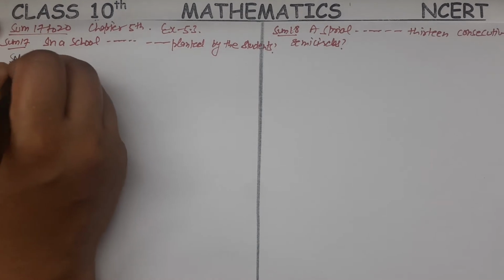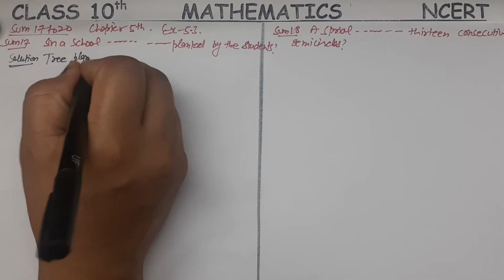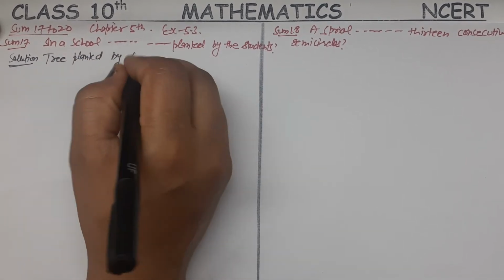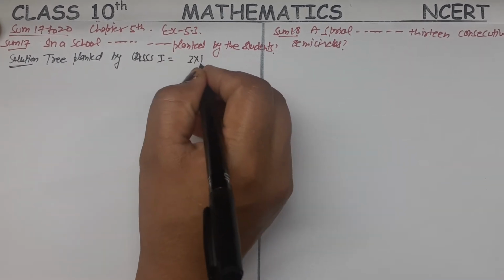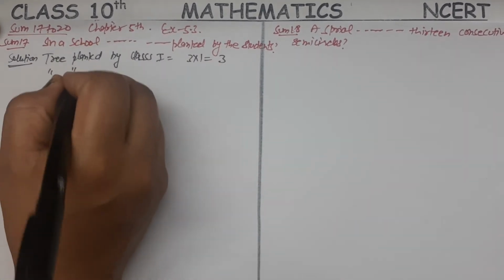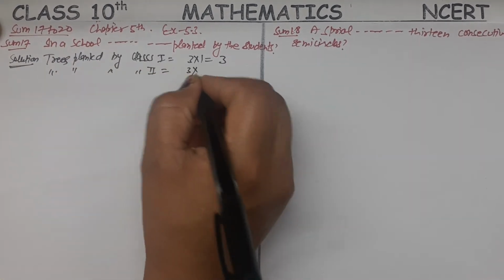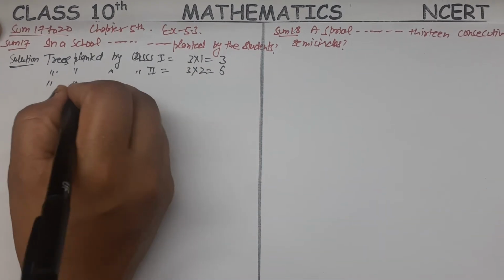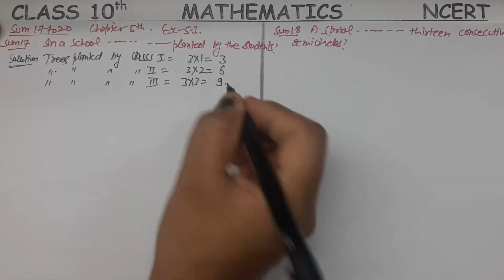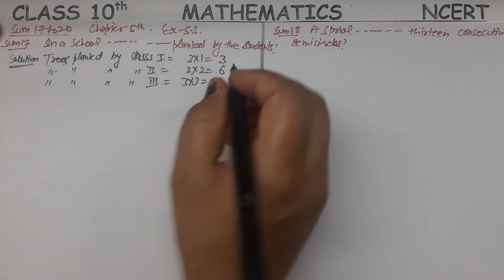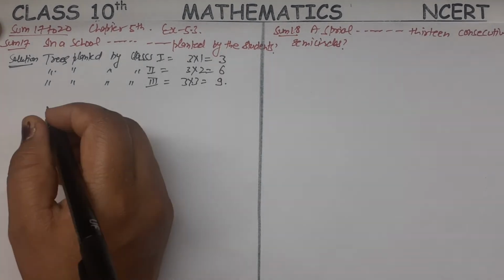Solution: trees planted by class 1. 3 sections, first class, 3 times 1 is 3. Trees planted by class 2: 3 times 2 is 6. By class 3, 9. So the terms are 3, 6, 9 up to the 12th class.